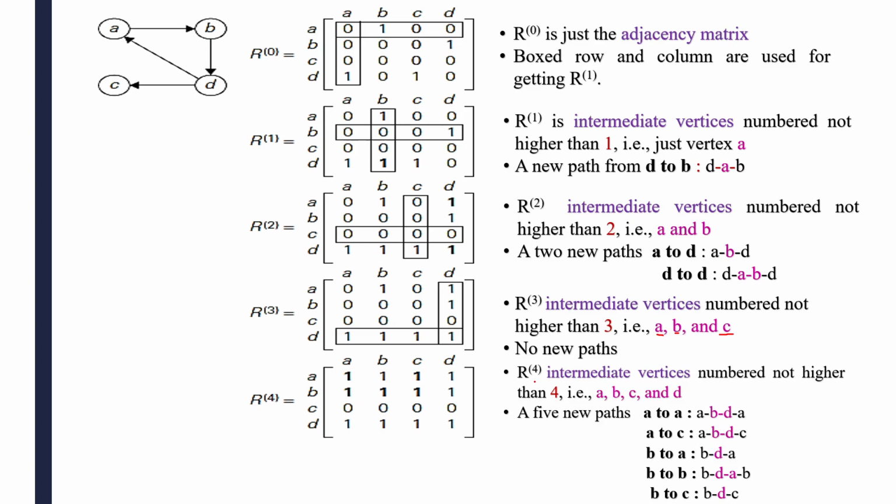Next is R4. R4 means what? 4 intermediate vertices. 4 intermediate vertices means what? Yes, you can take A as an intermediate, AB as an intermediate, ABC as an intermediate, or ABCD as an intermediate. So any 4 intermediate vertices are now ABCD here.